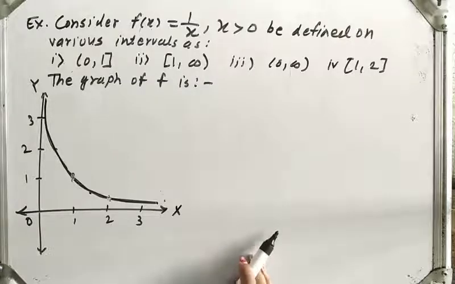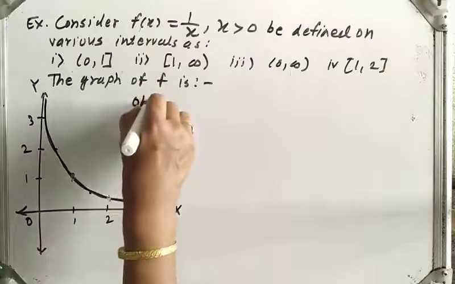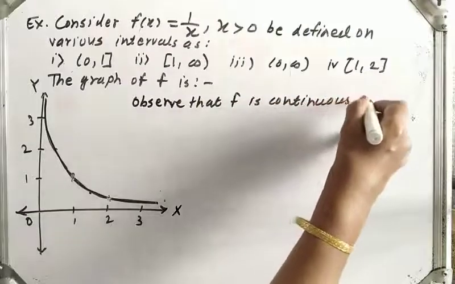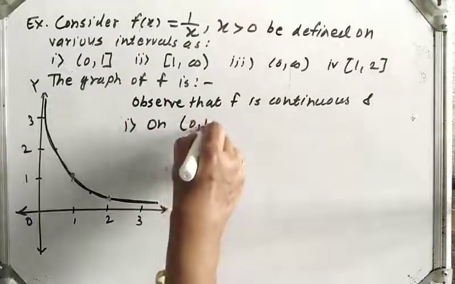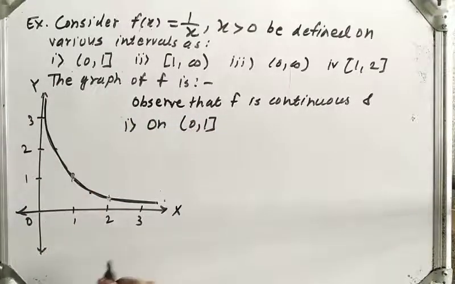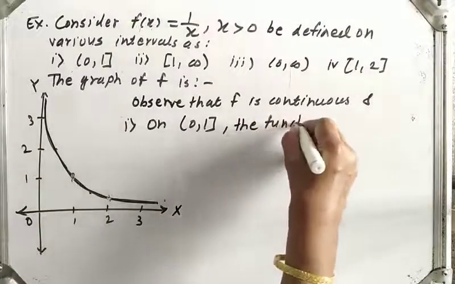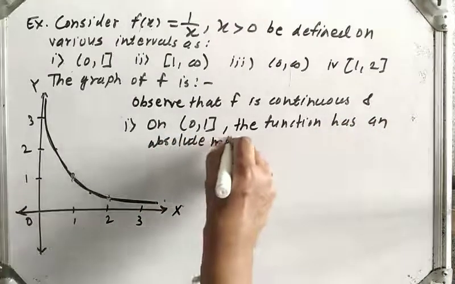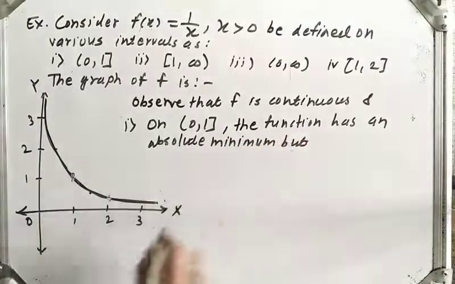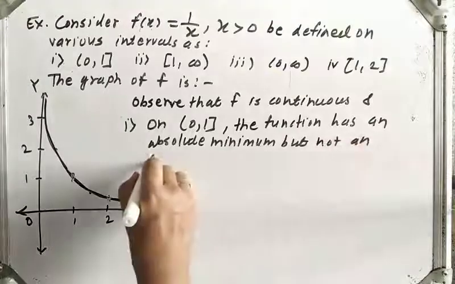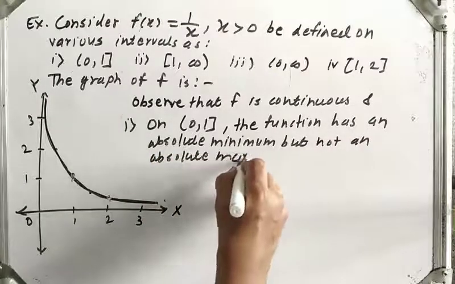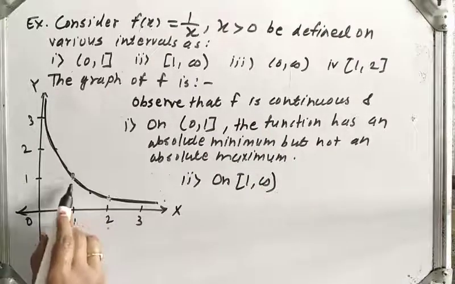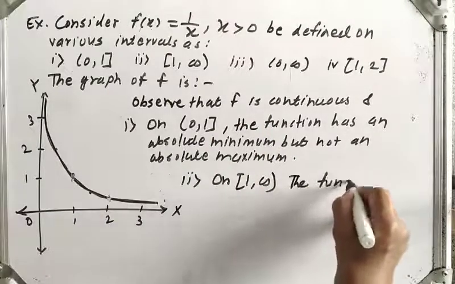Okay, so this is our graph. Here observe that f is continuous, and on the first interval 0 to 1, the function has an absolute minimum but not an absolute maximum.